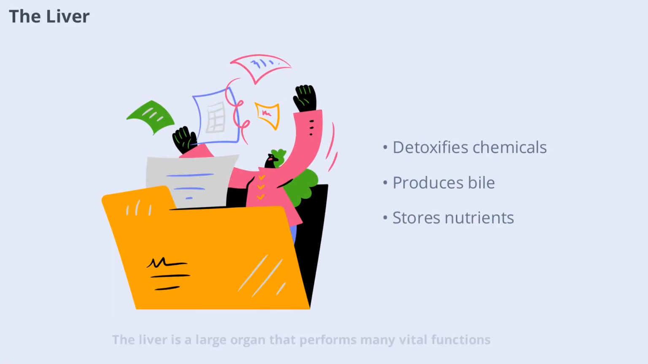The liver is a large organ that performs many vital functions, including detoxifying chemicals, producing bile, and storing nutrients. It helps regulate metabolism and supports digestion. The liver's ability to regenerate makes it unique among organs, playing a key role in maintaining health.